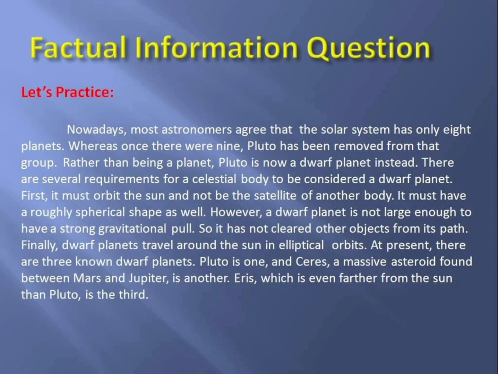However, a dwarf planet is not large enough to have a strong gravitational pull. So, it has not cleared other objects from its path. Finally, dwarf planets travel around the Sun in elliptical orbits. At present, there are 3 known dwarf planets. Pluto is one, and Ceres, a massive asteroid found between Mars and Jupiter, is another. Eris, which is even farther from the Sun than Pluto, is the third.